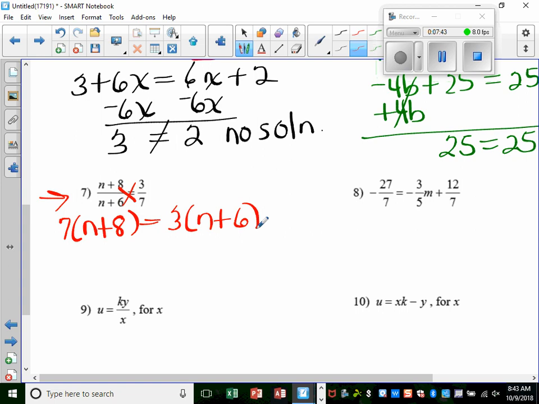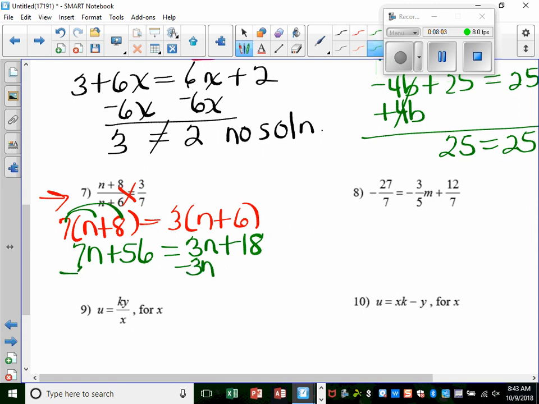So let's see how you work this out. And again, this is a good review for your quiz corrections as well as your test. So we're going to distribute the 7. So that's 7n plus 56 equals 3n plus 18. Then we're going to get all our n's to one side, or you can do constants first. It doesn't matter.